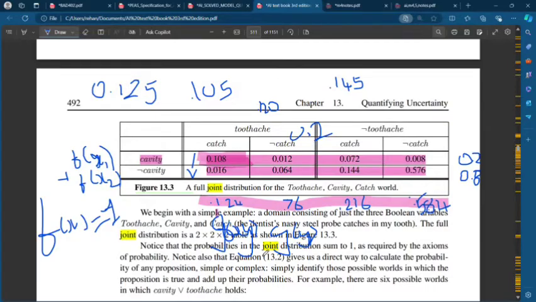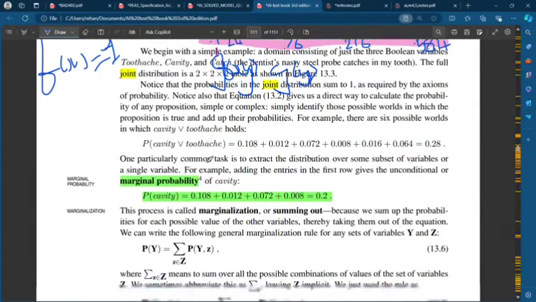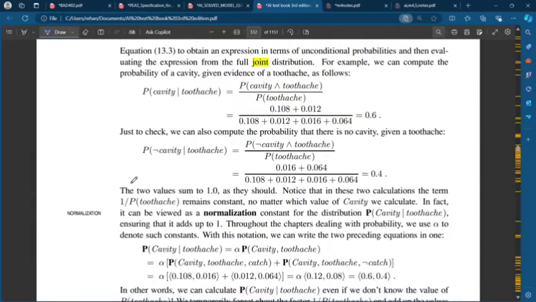Then g of x equals g of y1, y2, g of y equals y1, y2, then it will give us 1. Like that, you can talk about marginal probability.